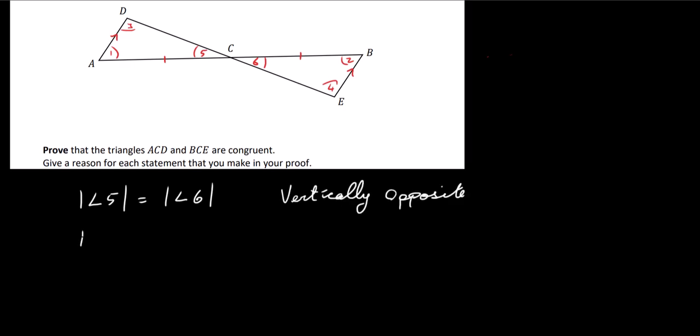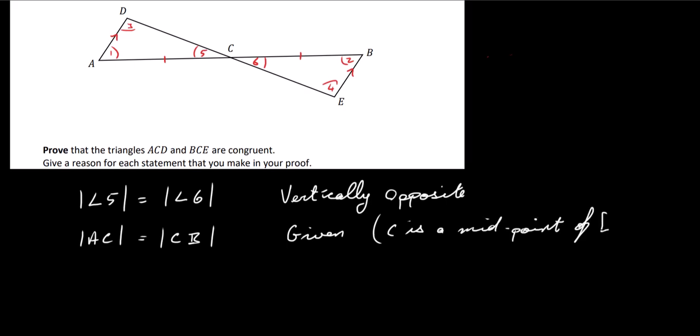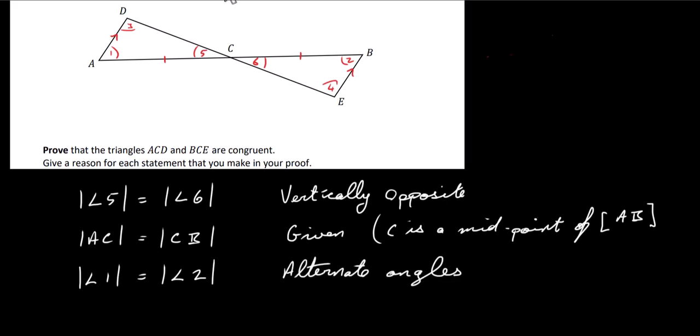You can say that the length AC is equal to the length CB. We're given that because C is a midpoint of the line segment AB. You can also then say that the size of angle 1 is equal to the size of angle 2. They are alternate angles. So what we've done is we've shown these two angles are equal. This side here is equal to this side here, and angle 1 is equal to angle 2.